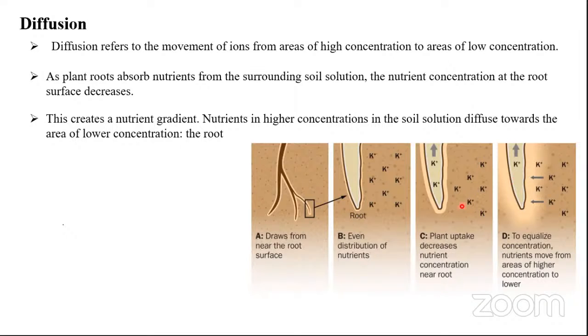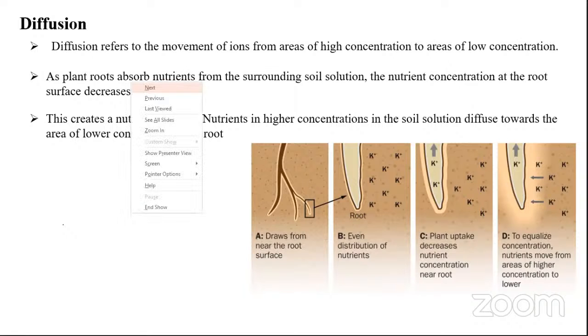What is the basic principle of diffusion? Higher concentration to lower concentration. So naturally, in the root the concentration of nutrients is very low, and the concentration of nutrients in the soil solution is very high. So the nutrients will move from higher concentration to lower concentration, and this will satisfy the nutrient requirement of the particular crop. So this is regarding diffusion.